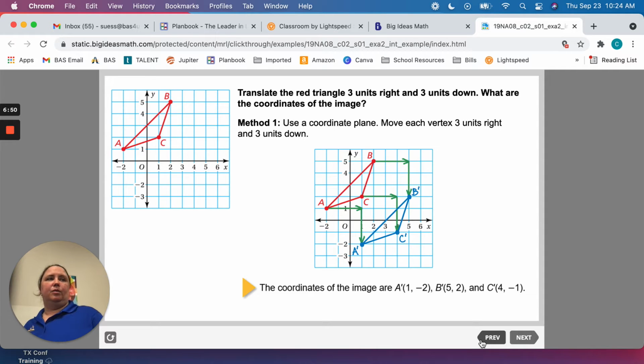So all they did was take a coordinate plane, because you can do this algebraically. You don't have to graph it. That's the nice part. All they did is it told you we're going to translate 3 to the right and 3 down. So they grabbed each of the points, went 3 to the right and 3 down, and you just count it on your graph. Did everybody have that?